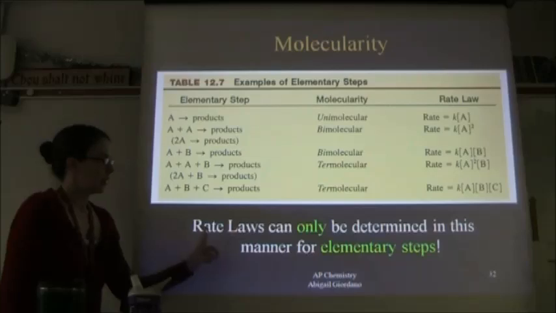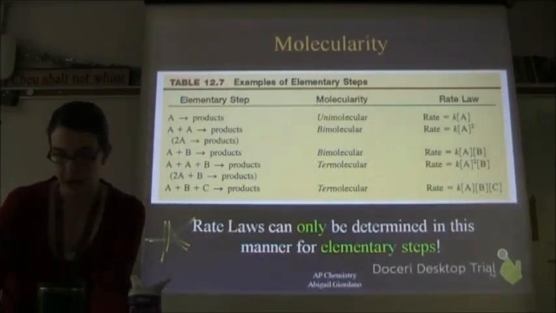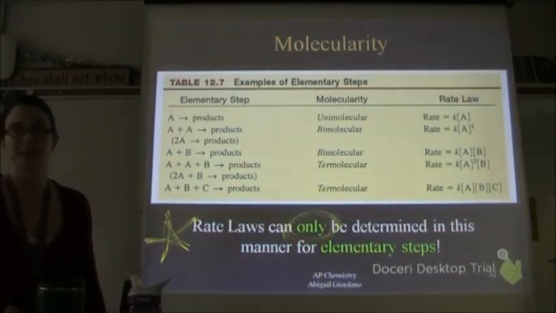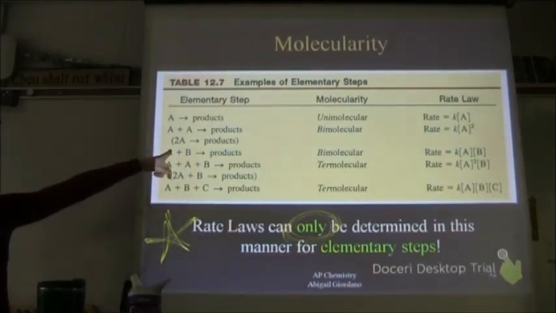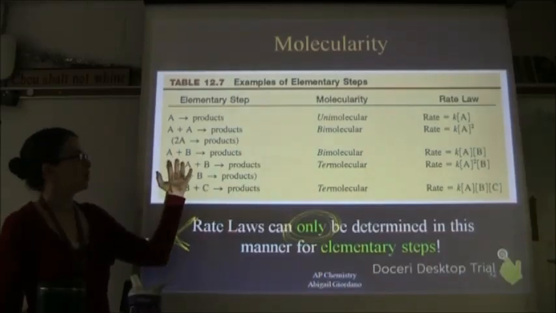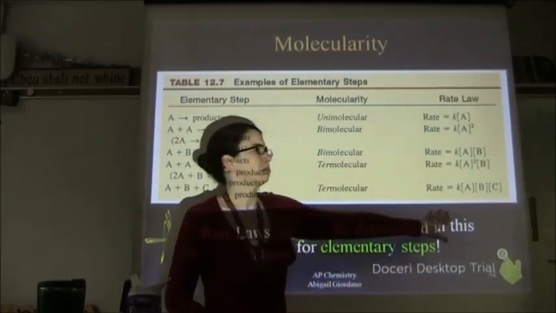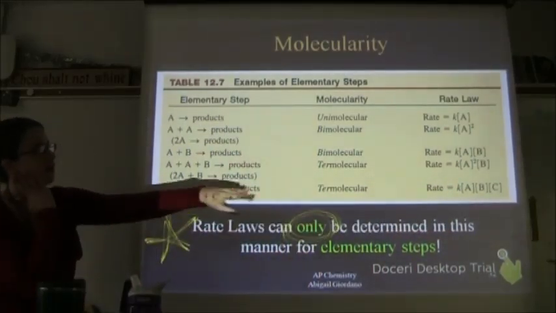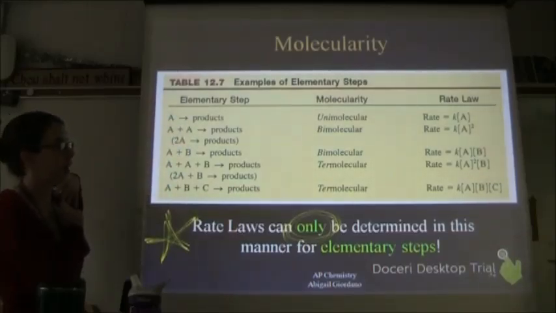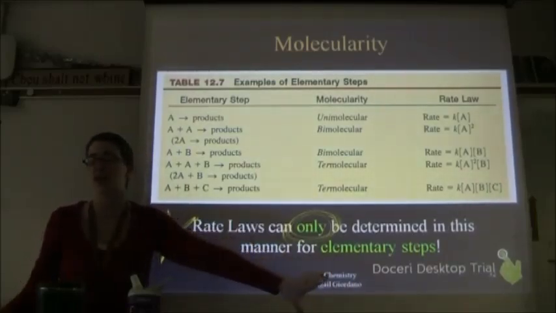Now, next to this statement, I want you to put a big star and circle the word only. Because let's look at what else is in this chart. We have these elementary steps, they're telling us the molecularity, and then over here they've got rate laws. What's on that column on the far right, those are the rate laws for each of these elementary steps. There is something you can do with elementary steps that you can't do with any other kind of reaction.